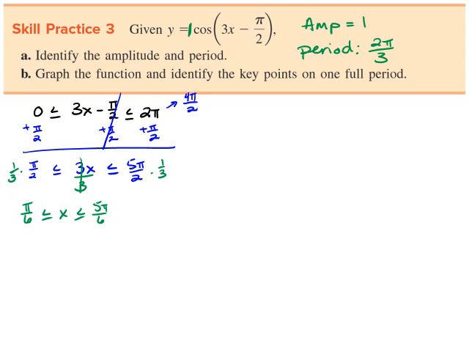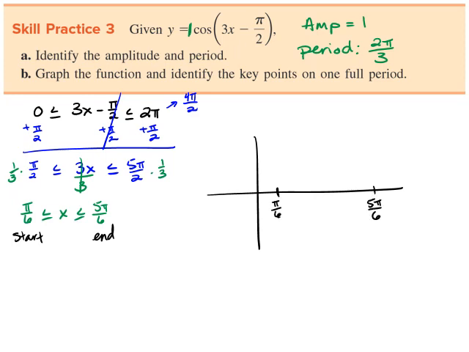So when I graph this, we're going to start at pi over 6 and end at 5 pi over 6. So you can kind of think of it that way. So if this is pi over 6 and this is 5 pi over 6, you're going to want to figure out what the halfway point is. So it's basically the average of the two. So if you average this, you will end up with pi over 2.